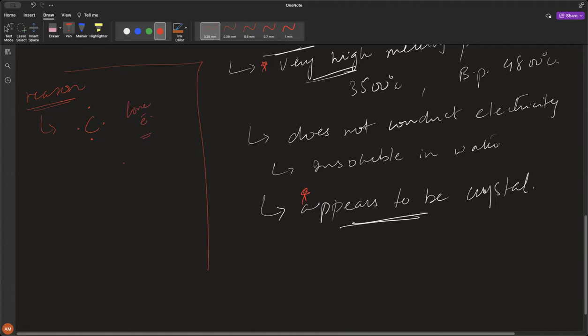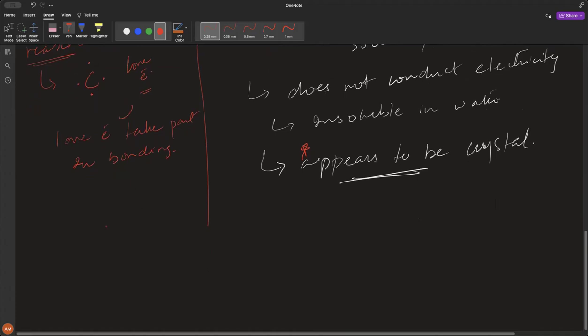Lone electrons, right? We know lone electrons are the ones that take part in bonding. What happens is that each of these makes a bond with another carbon. Each carbon is bonded to four other carbons. Do you understand this? Is this making sense?